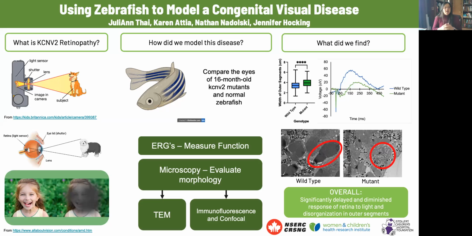And unfortunately, these cameras malfunction in children with a congenital rare eye disease known as KCNB2 retinopathy. They lose parts of their sight, which leads to missing information in their visual field and incomplete photographs. And this happens because of dying photoreceptors, which are the light sensing cells of the retina. These parallel with the light sensors you would find at the back of a camera.